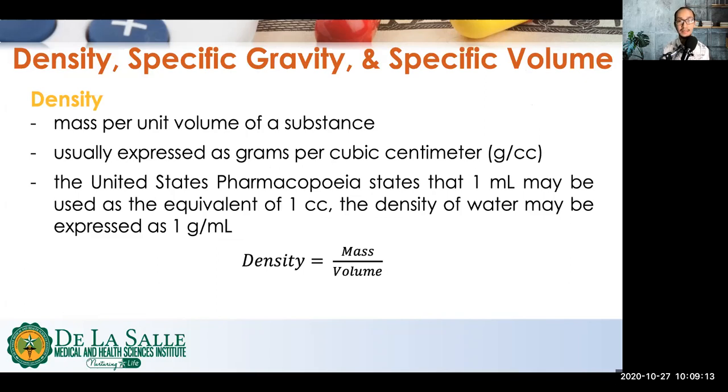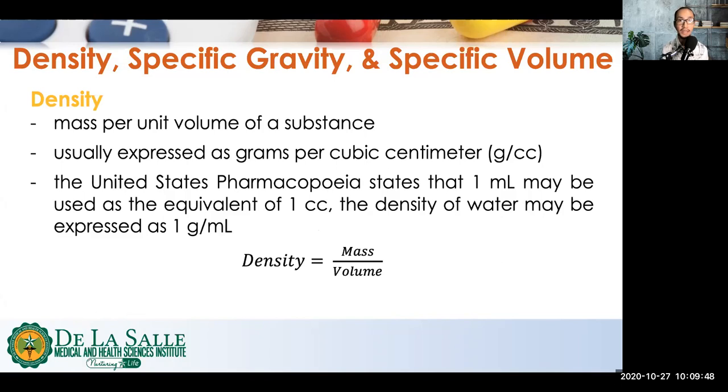So when we say density, it is basically the mass per unit volume of a substance. Okay, and it is usually expressed as grams per cubic centimeter or grams per milliliters because 1 milliliter of water is said to occupy a volume of 1 cubic centimeter. Okay, so the density of water is also given as 1 gram per ml. Okay, so remember that the density has this formula that is mass divided by volume.